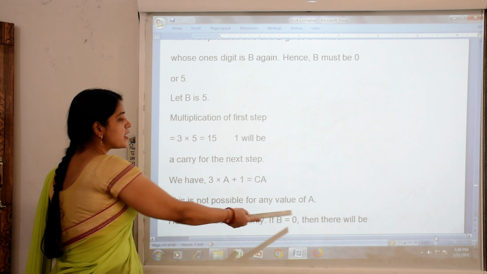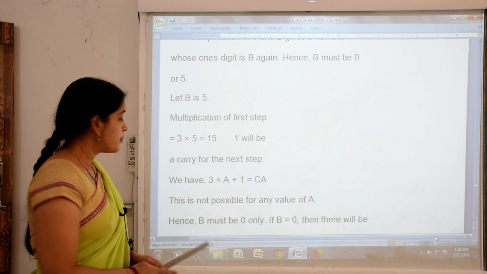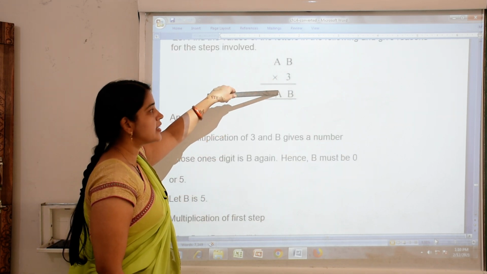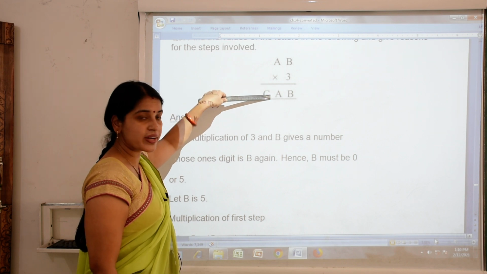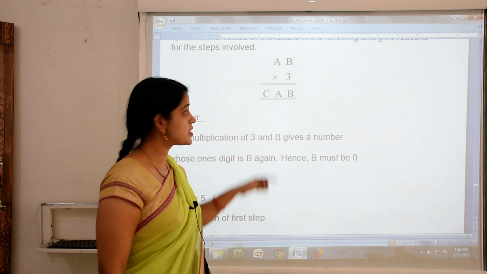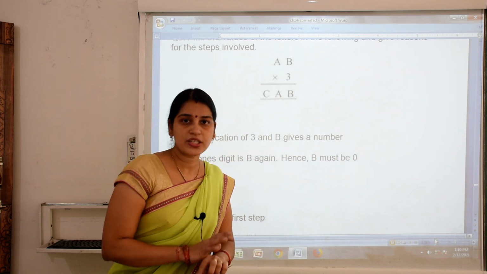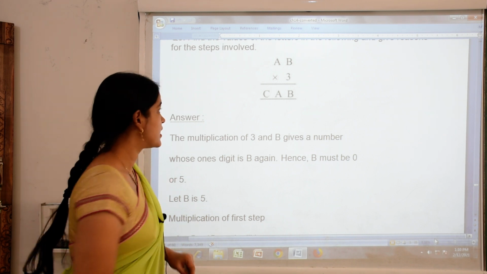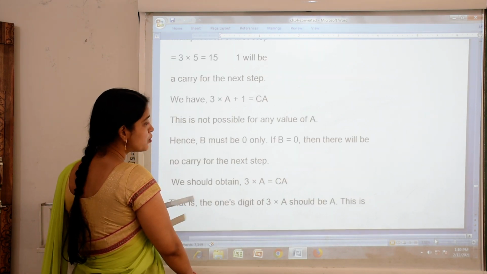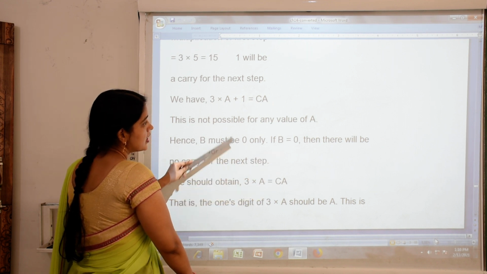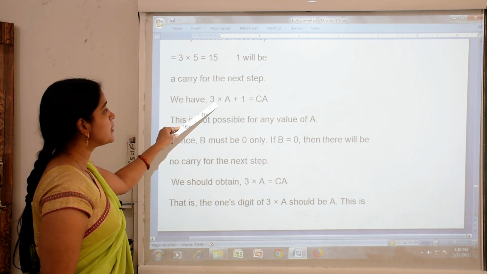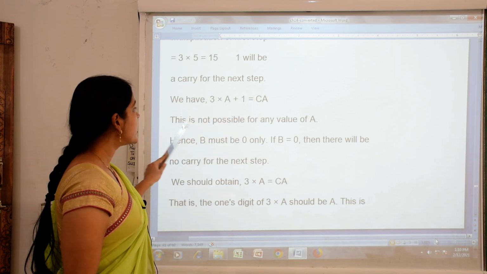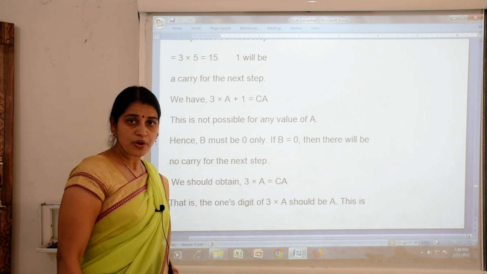But this is not possible for any value of A, because here if you put 3 into A, then A will not come because here C also given. That's why this is not possible. So value of B should not be equal to 5. Because here we are getting the 2-digit number, okay, CA, and if you are multiplying 3 with A and adding 1, then you are not getting CA. That's why it is not possible for any value of A.